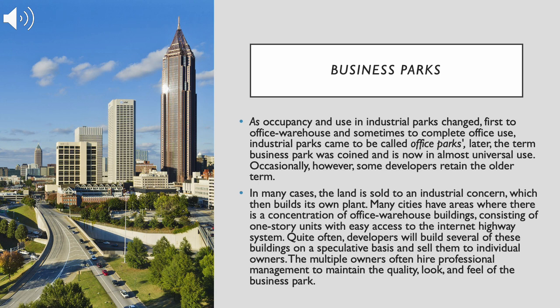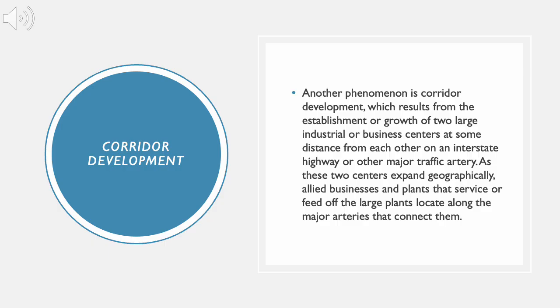Many cities have areas where there is a concentration of office warehouse buildings, consisting of one-story units with easy access to the interstate highway system. Quite often, developers will build several of these buildings on a speculative basis and sell them to individual owners. The multiple owners often hire professional management to maintain the quality, look, and feel of the business park. Corridor development.